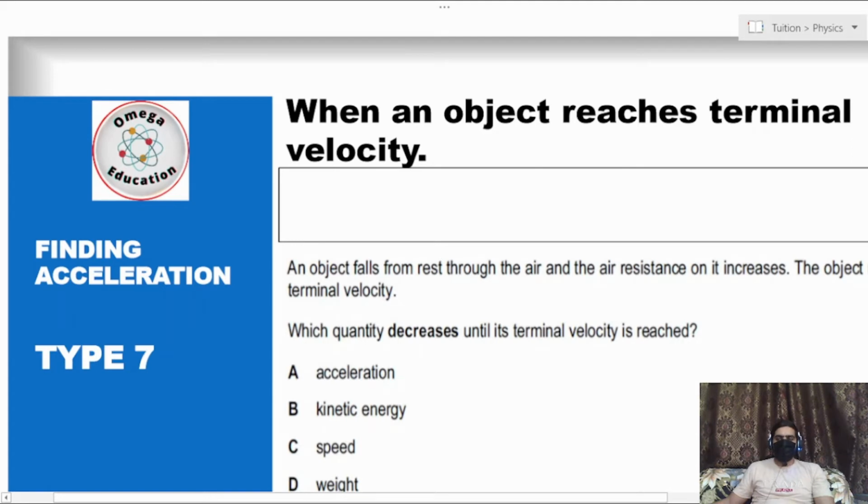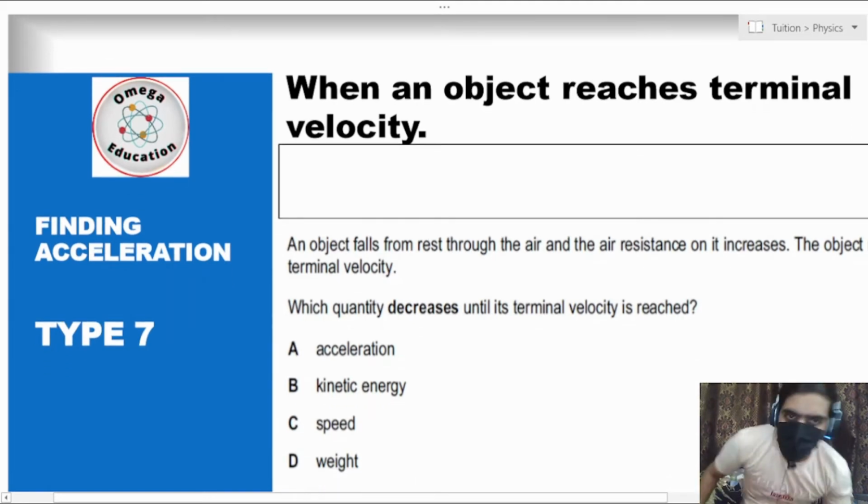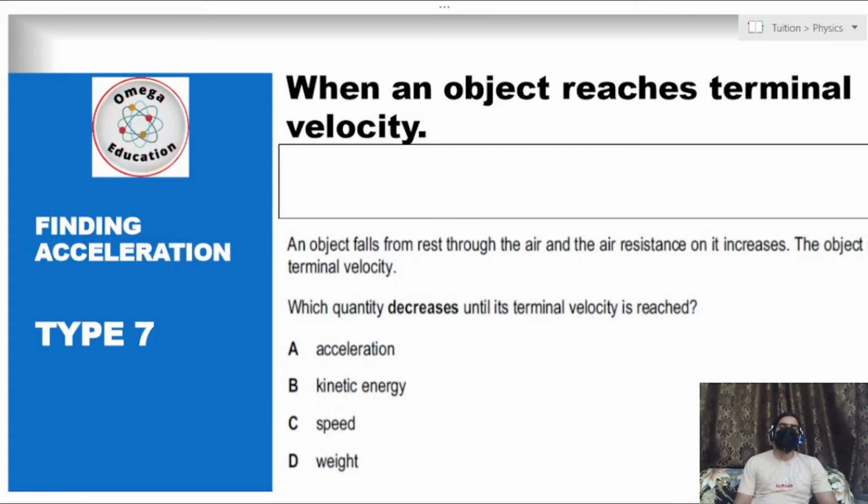All right, type number 7. From now on, pretty much all the types that I'll be explaining here, you need to state the acceleration. You're not supposed to really calculate it or determine it. You need to state the acceleration. And when the question says state, it means information. Just reading the information should be enough to come to the right answer. You don't need to solve it separately.